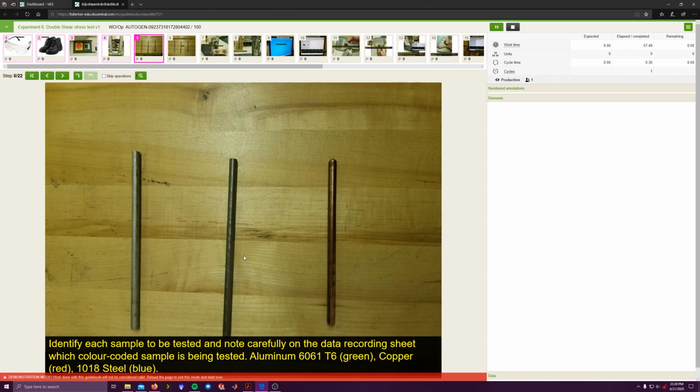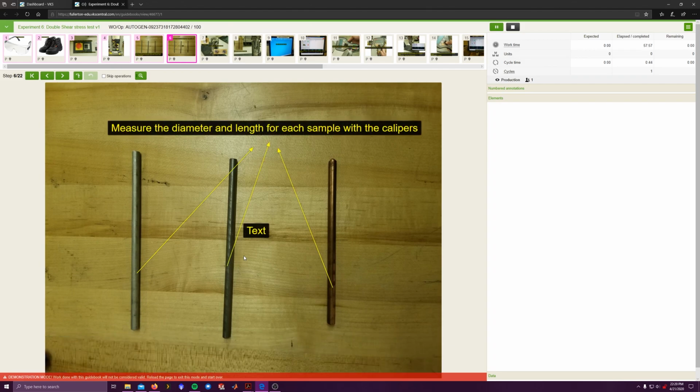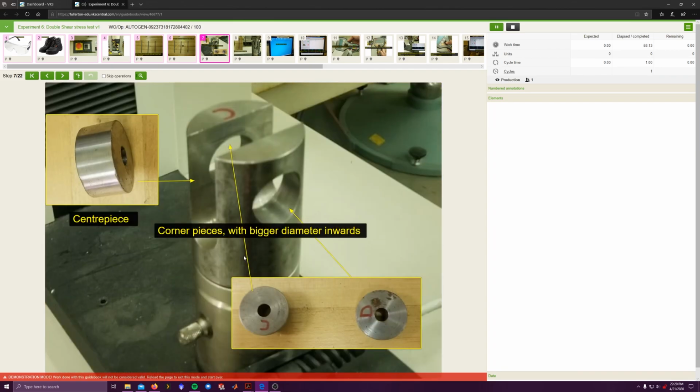So we have our 3 rods here. We have aluminum 6061 T6, we have copper, and then we have 1018 steel. Okay, you'd have to measure the length and the diameter of each rod. You need to make sure that you measure the length for the portion that's actually being fractured, but you're just going to add the data so you don't have to do that.